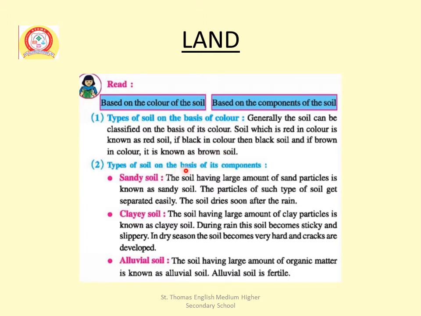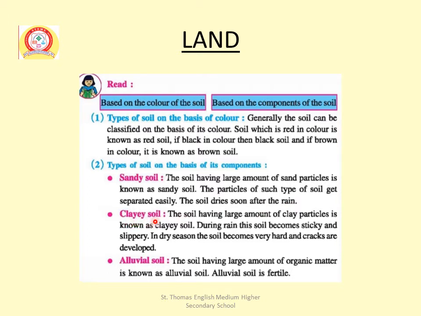Types of soil on the basis of its components. Sandy soil. What is sandy soil? The soil having a large amount of sand particles is known as sandy soil. The particles of such type of soil get separated easily. The soil dries soon after the rain.